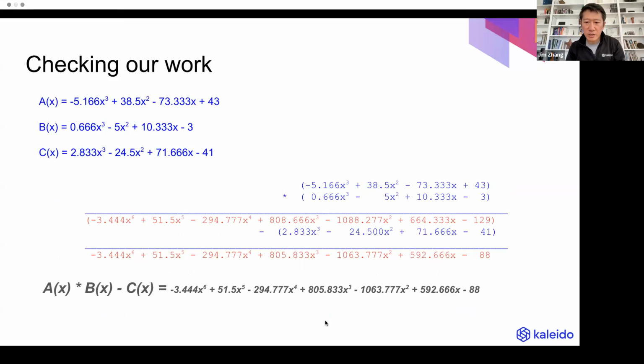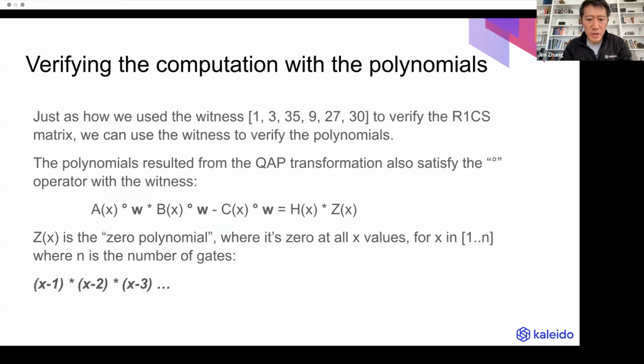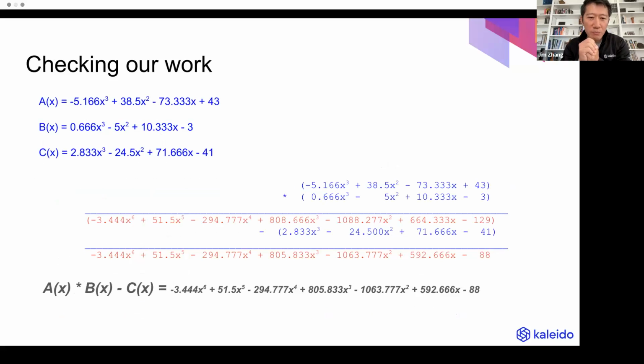Now, do they obey the constraint? Again, the constraint being this in the middle of the string. So now we need to do multiplications of polynomials. This is fun, right? So when you multiply this polynomial with this polynomial, the result is this. I did the calculation offline like this, and then minus C, right? Minus C, the result is this. So A times B minus C, we get this polynomial of the order of 6.